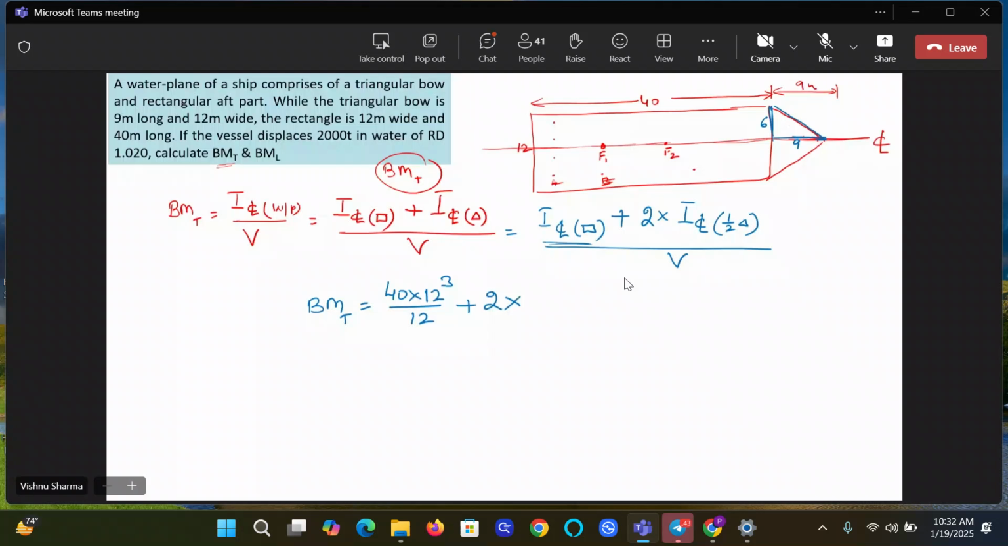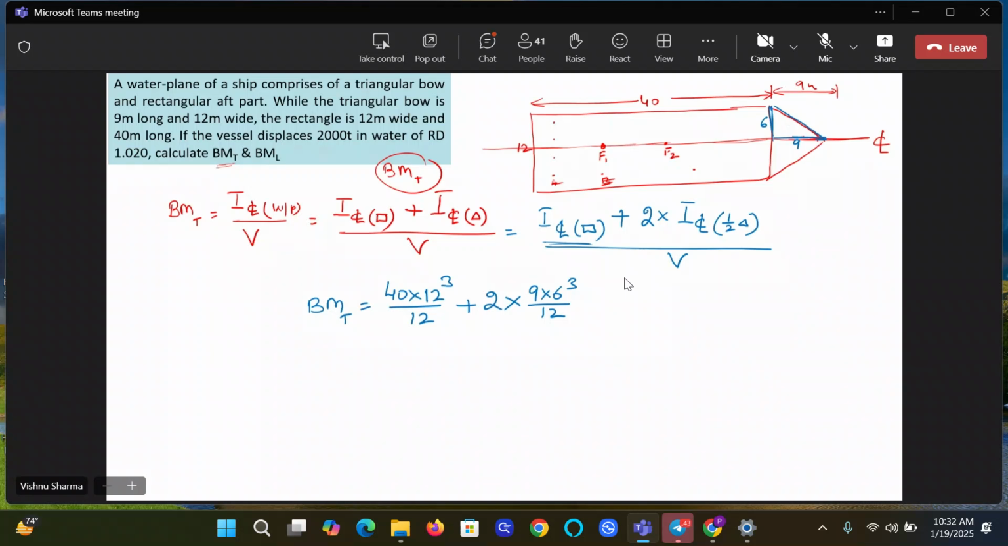So 9 into 6 cube by 12. Is he right, guys? Yes or no? Yes, because the center line is passing through the base, so 9 meters will act as the base. Correct, guys?